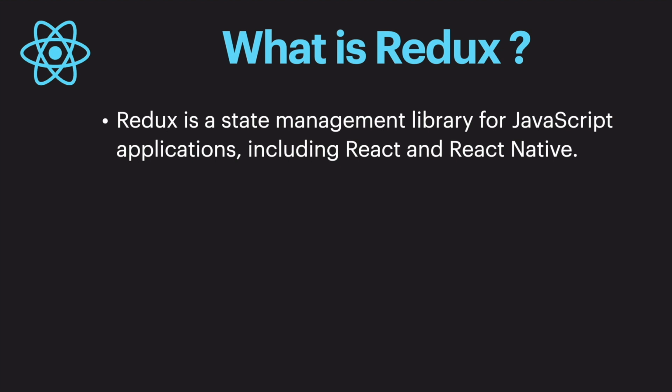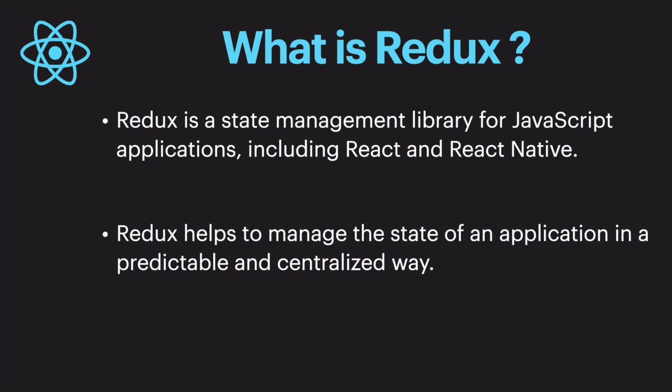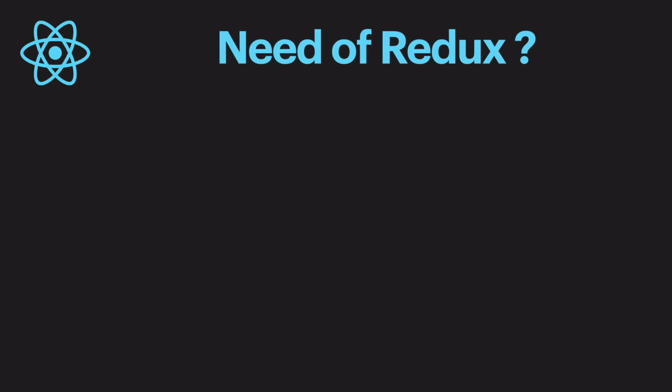So first, what is Redux? Redux is actually a state management library for JavaScript applications, including React and React Native. Redux helps to manage the state of an application in a predictable and centralized way. So what is the meaning of it? It means that with the help of Redux we can manage the state of an application in a single place.